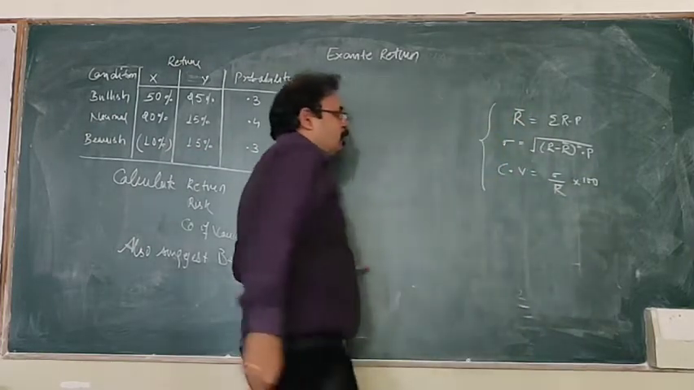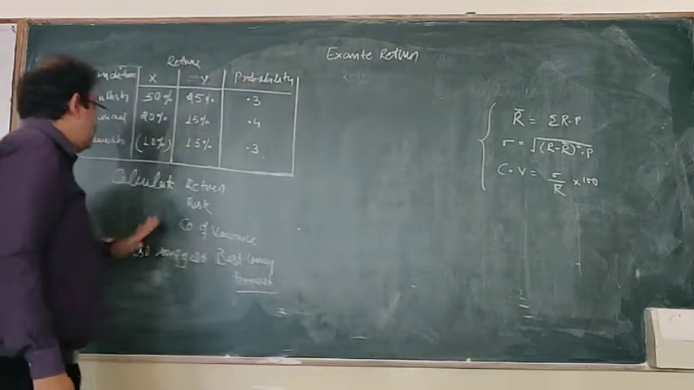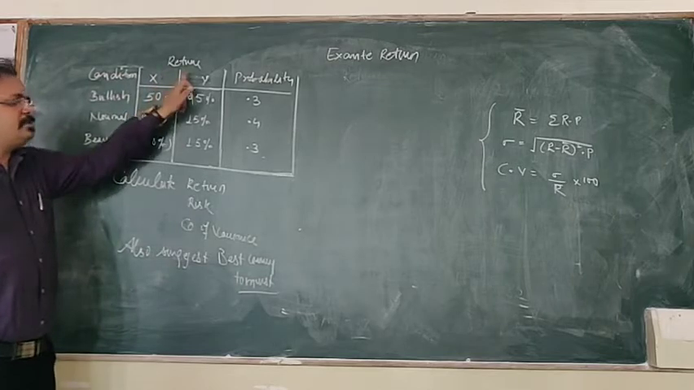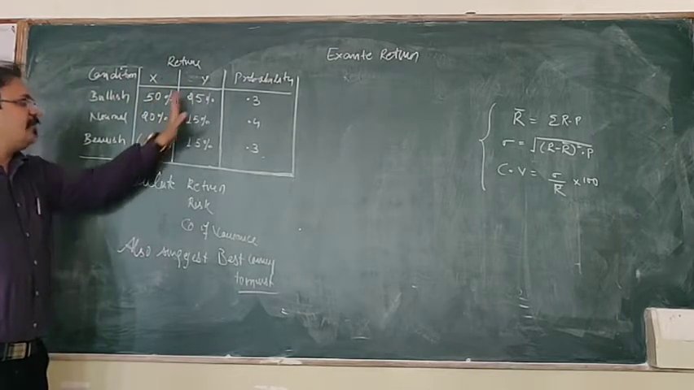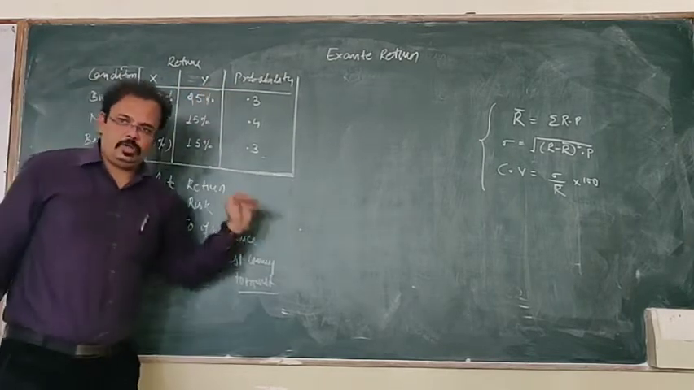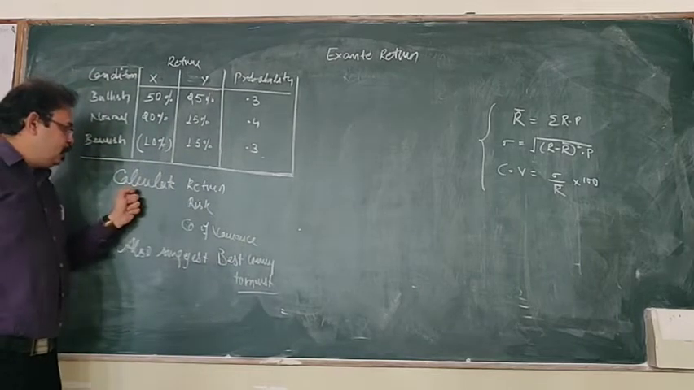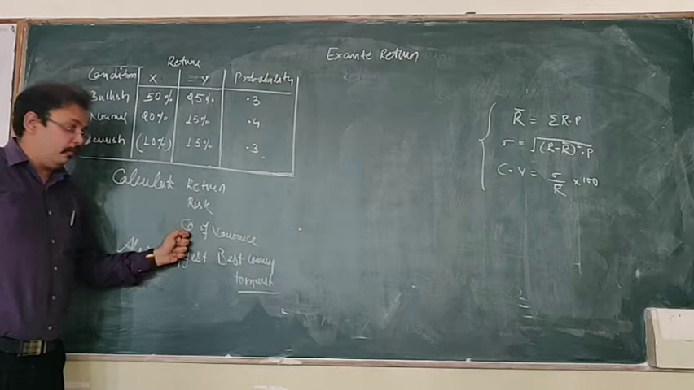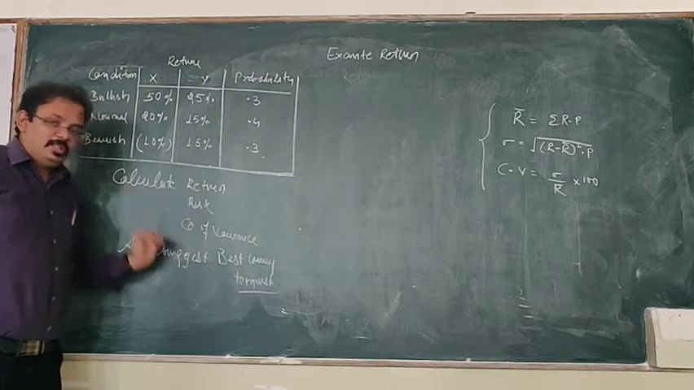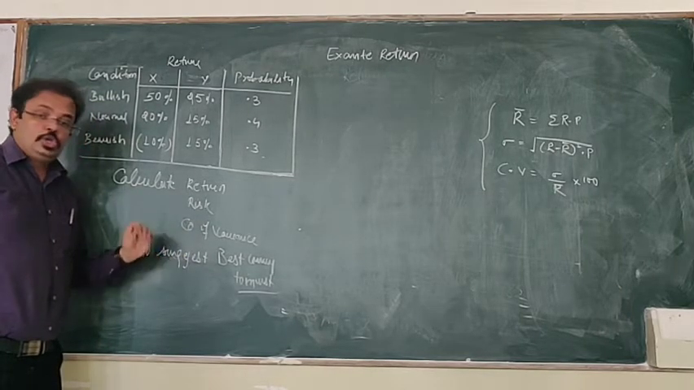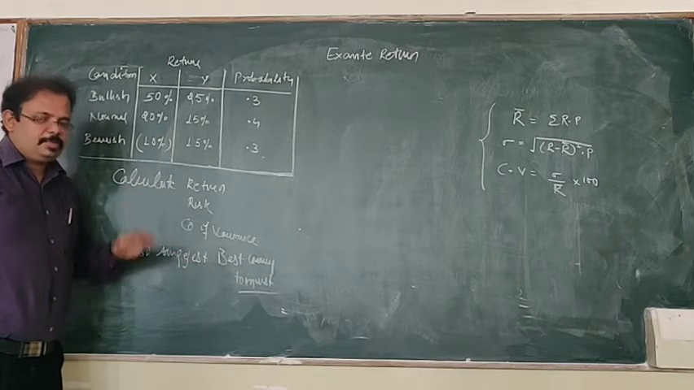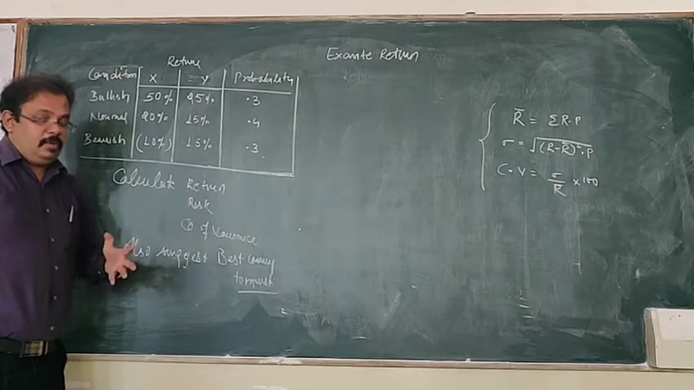Now I'll speak about the question. Which type of question will be asked in the exam? There are two companies X and Y, and their respective returns are given and the probabilities associated are given. What do you have to calculate? You have to calculate the return, the risk, and the coefficient of variation, and suggest the best investment decision as per the investor perspective.